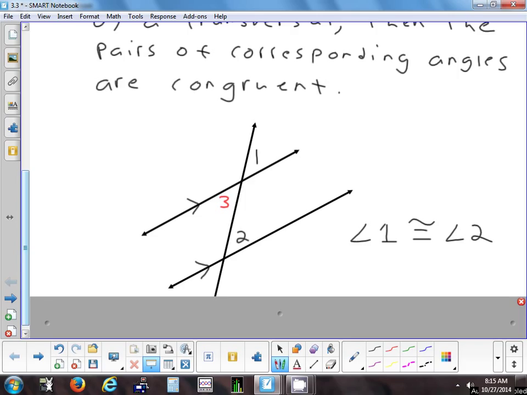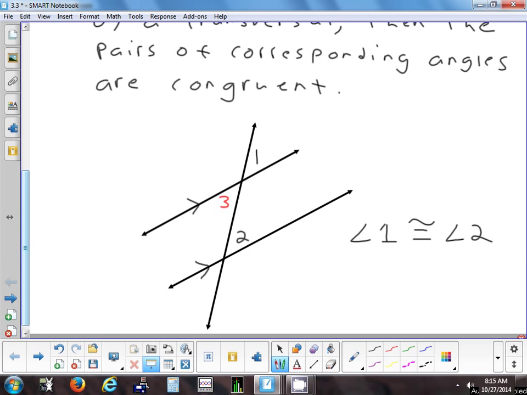Anybody remember the names of 3 and 2? They are interior. Yep. Alternate interior. If you have two parallel lines cut by a transversal, the alternate interior angles are also equal, based on using vertical angles and that postulate we just learned. Okay, but we'll prove that.